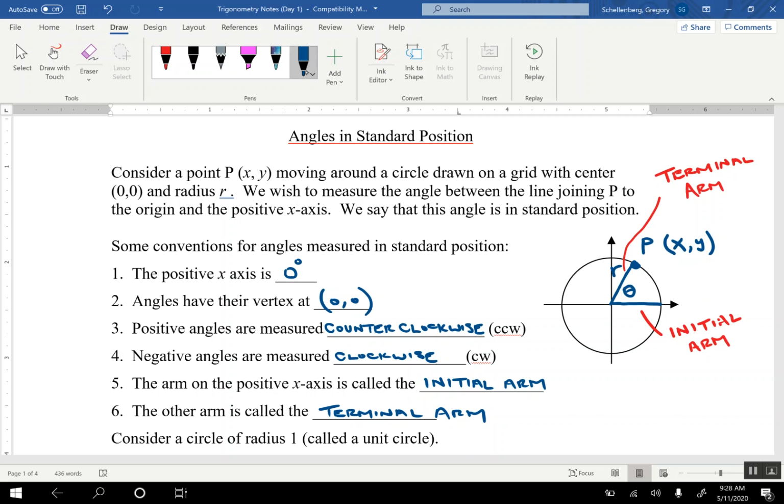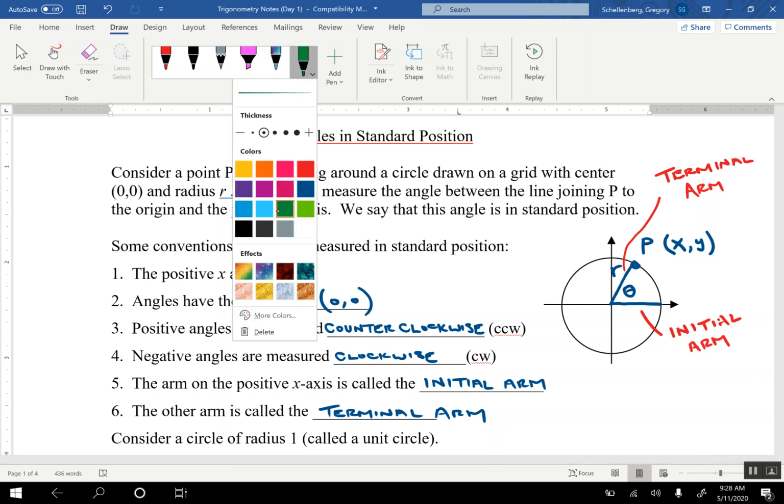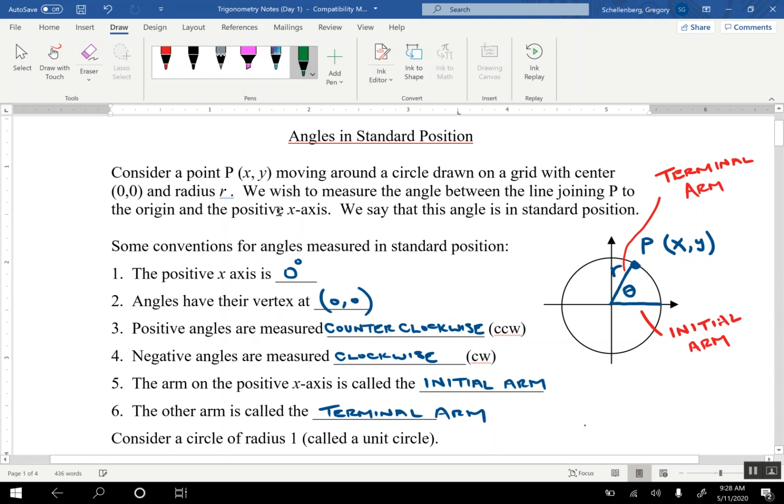So I'm just going to give you an example of another angle. You don't necessarily need to write this down. Let's just do something like this right here. So sure, this is also an angle, but that's not an angle in standard position. So it's actually not something that you would see. We're going to work with angles in standard position primarily. So I'm just going to erase that.